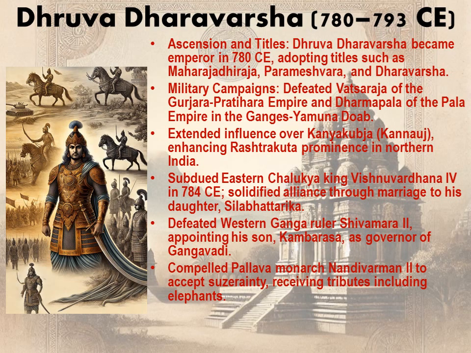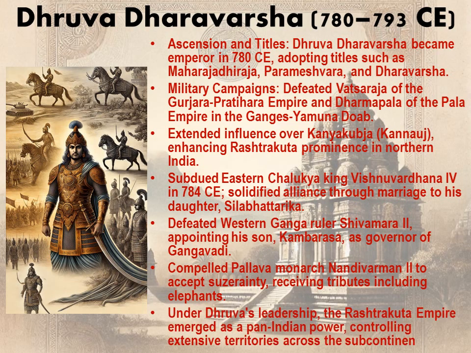Compelled Pallava monarch Nandivarman II to accept suzerainty, receiving tributes including elephants. Under Dhruva's leadership, the Rashtrakuta Empire emerged as a pan-Indian power, controlling extensive territories across the subcontinent.